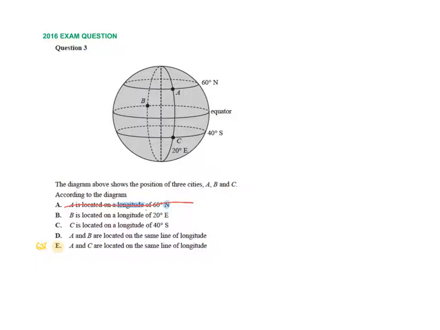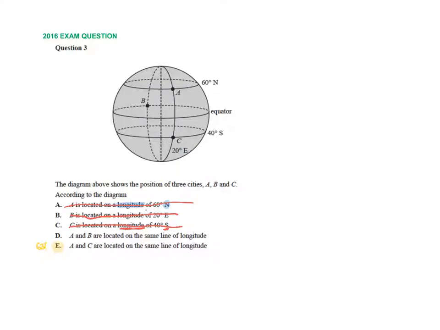B is located on a longitude of 20 degrees east. Is B on? No, because it's on the other side. Is C located on a longitude of 40 degrees south? Do we have south for longitudes? No. We have east or west.